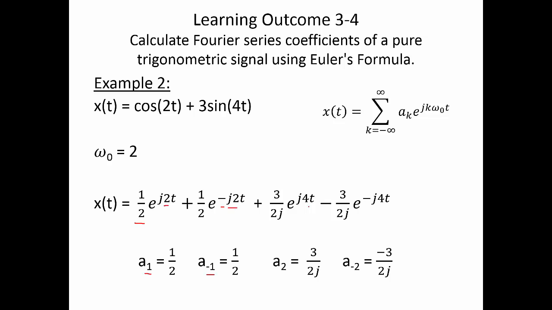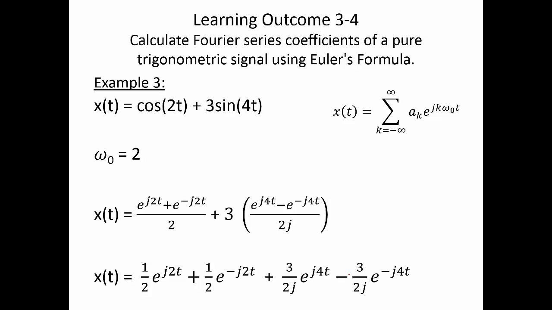For our third term, our k times omega 0 is 4, and our omega 0 is 2, therefore our k is 2. Our fourth term, our k times omega 0 is negative 4, so our k is negative 2. Don't forget that all other a sub k are 0. Your answer is not complete without that.